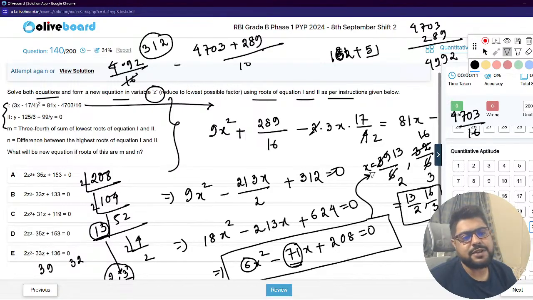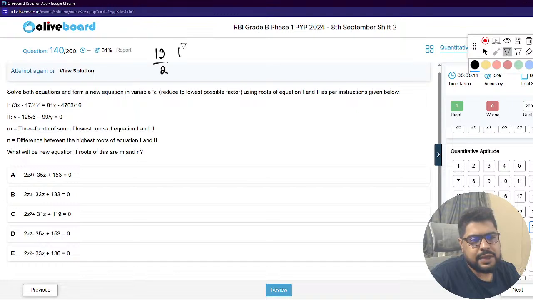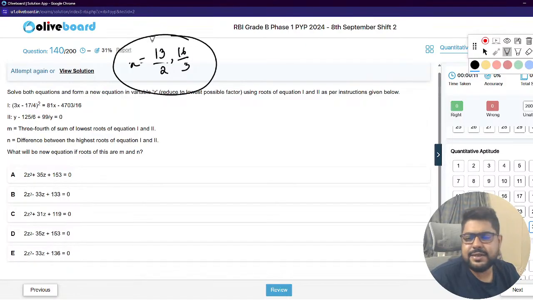That is your first value of x. 13 by 2, 16 by 3. I'm just erasing this stuff. These are the values of x.